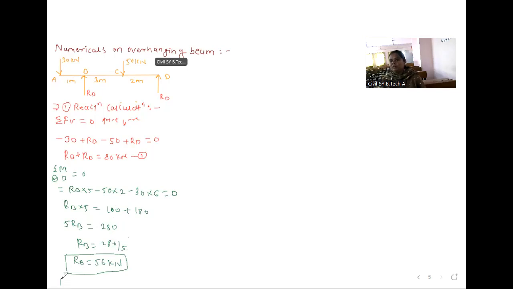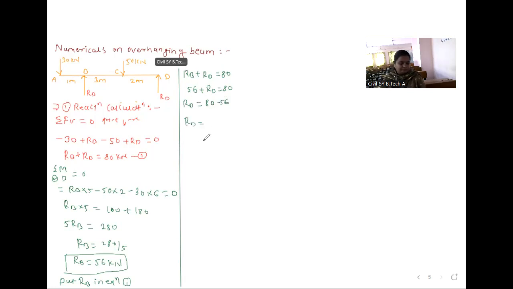Okay, now we will put this 56 in equation 1. What is our equation 1? RB plus RD equals 80. So RB is 56 plus RD equals 80. So RD equals 80 minus 56. How much force is there? RD equals 24 kilonewton. Okay, so these are the reaction calculations. I will write here RB is 56 and RD is 24.